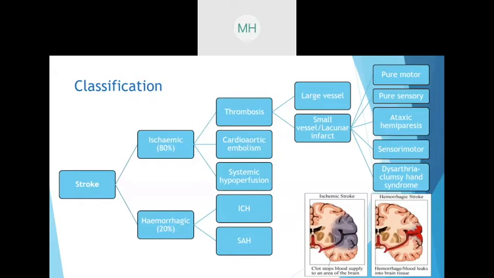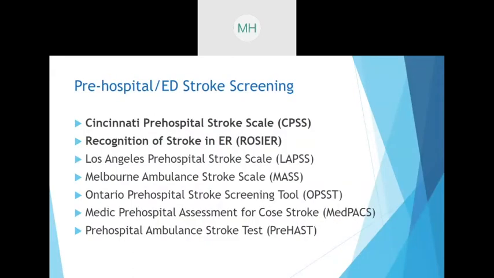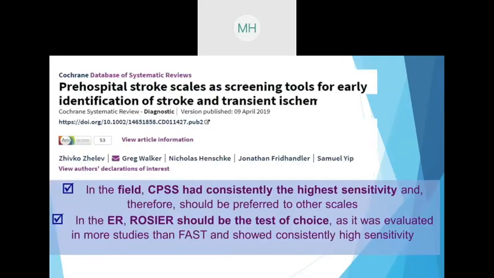There are various pre-hospital or ED stroke screening tools, and these tools vary in their sensitivity, specificity, and accuracy. But I want to highlight these two important scales or tools: the CPSS, or Cincinnati Prehospital Stroke Scale, as well as the Recognition of Stroke in the Emergency Room, or ROSIER. According to a systematic review published in 2019, titled Prehospital Stroke Scales as Screening Tools for Early Identification of Stroke and TIA.